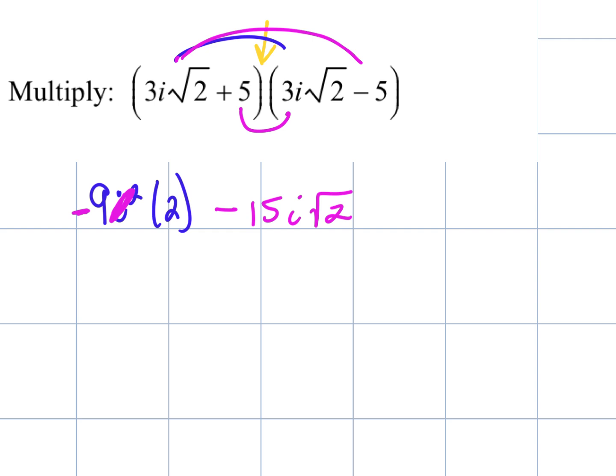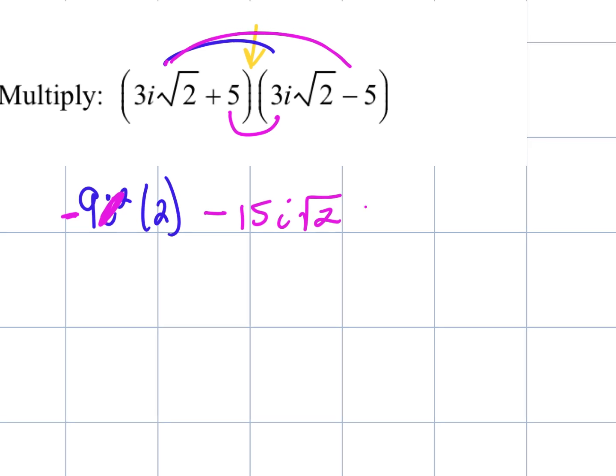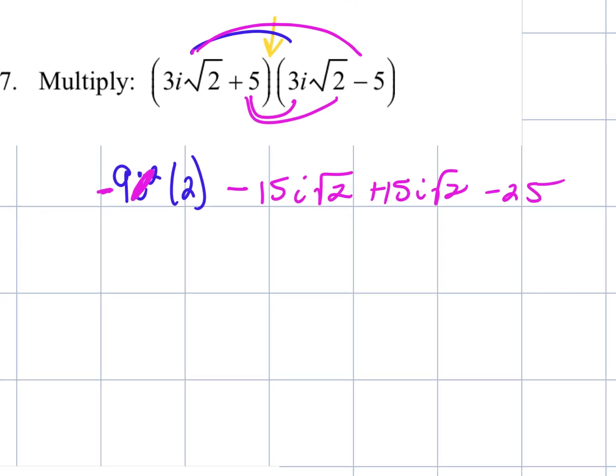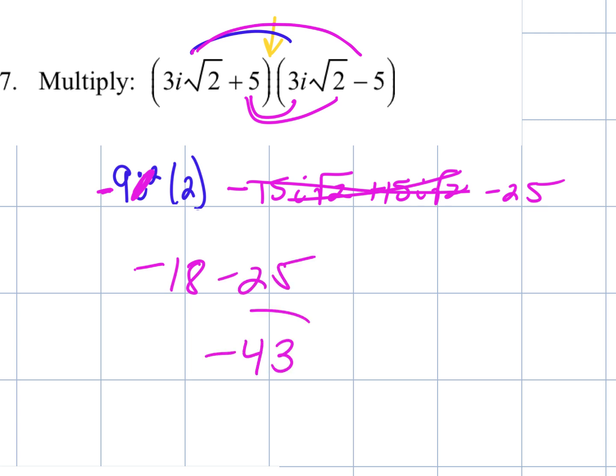Then I have 5 times 3i root 2, so it's plus 15i square root of 2. And then I have 5 times negative 5 is negative 25. You guys notice here, the negative 15i root 2 and the positive 15i root 2 cancel. Negative 9 times 2 is negative 18 minus 25. Simplifies to negative 43.